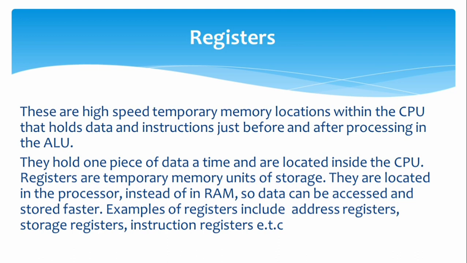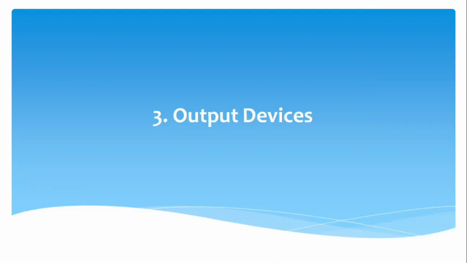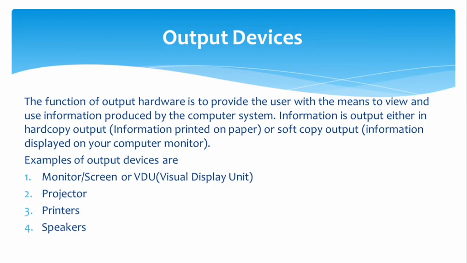Then we have output devices. After processing has been done, we started with input devices, then we went to the CPU. After the processing has been done with the CPU, what comes next as number three is output devices. These are after you've processed your information, you may now want to print or you want to view. So that idea of viewing results or output is what we are now talking about.